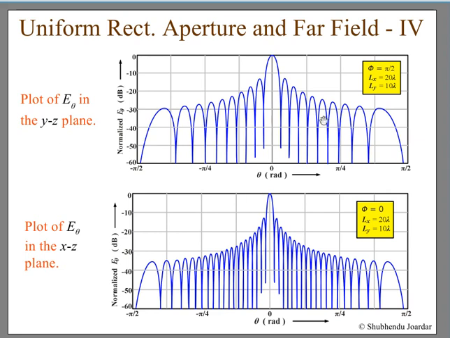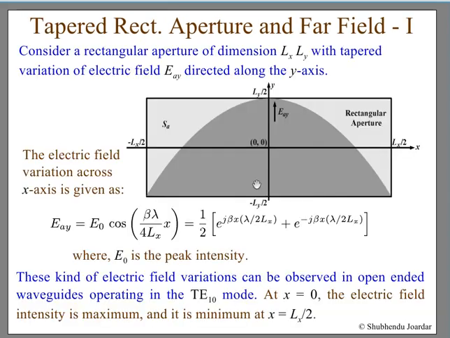And in the other plane where phi is equal to 0, that is the XZ plane, here you see that you get more side lobes. These are the side lobes. And this is the main lobe. The main lobe is pointed towards the Z direction. Now you have a tapering. Tapering illumination is something slightly different.